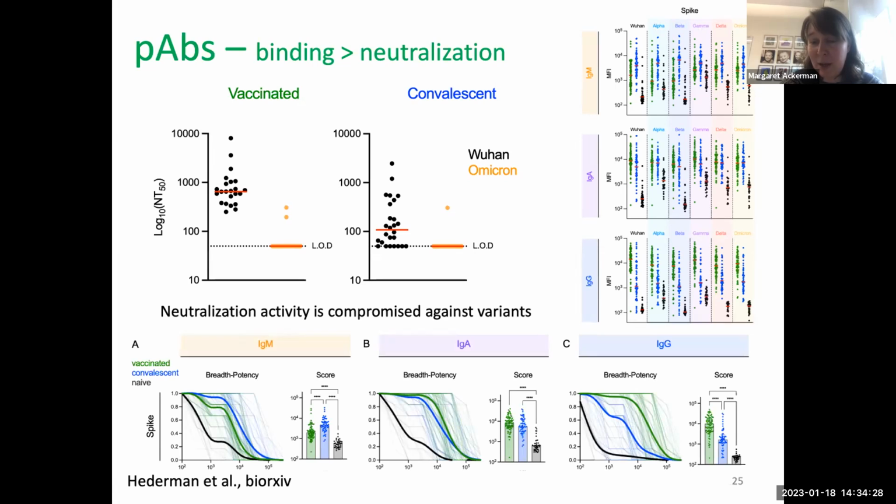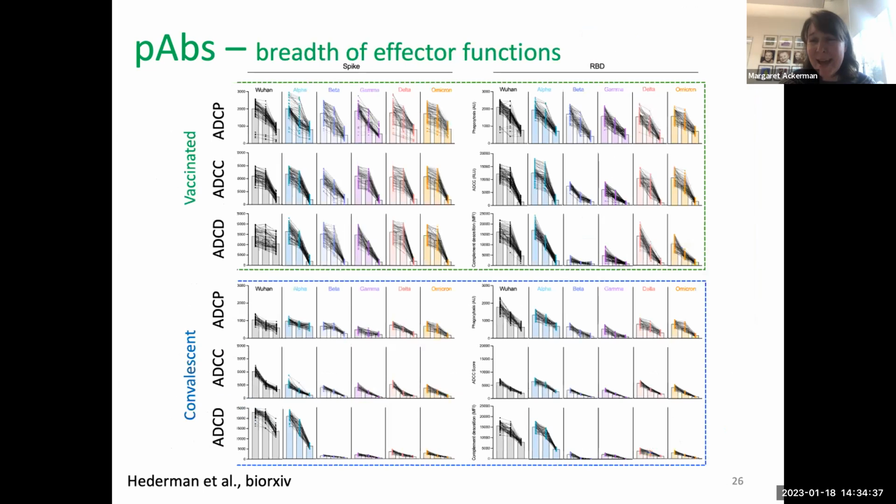But there's definitely a breadth of antibodies that recognize viral glycoprotein. What does that mean for functions other than neutralization? So what's shown here is phagocytic responses, so ADCP in the top row, ADCC in the center row, using a measure of FcγR3a signaling as a readout, and complement deposition, ADCD in the bottom row of each graph, across spike variants on the left and receptor binding domain, RBD sequence variants on the right.